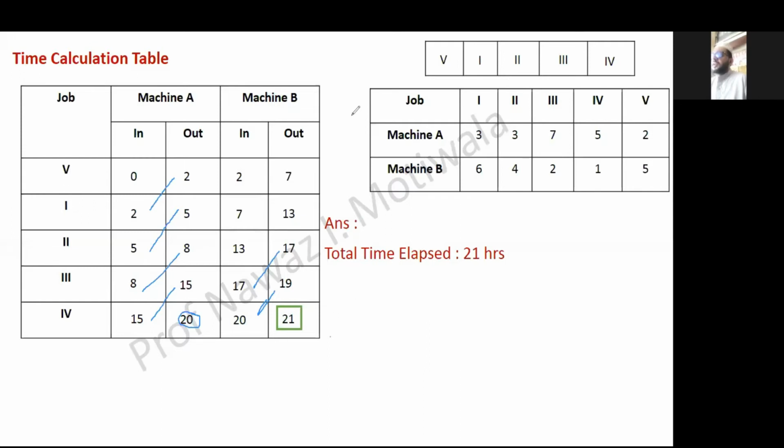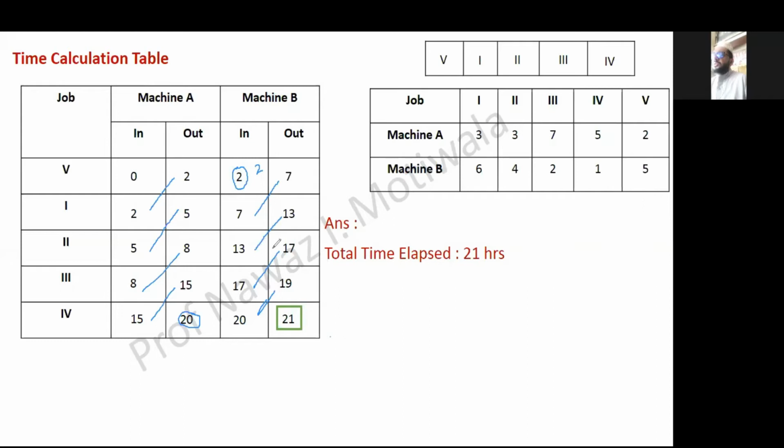Similarly, now let us see what will be the idle time for machine B. You can see here the in time itself starts from 2. That means for the first 2 hours, this machine has to wait idle. So here 2 is the idle time. Then 7 and 7, no idle time.